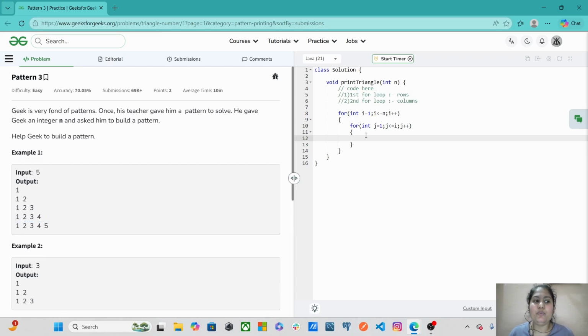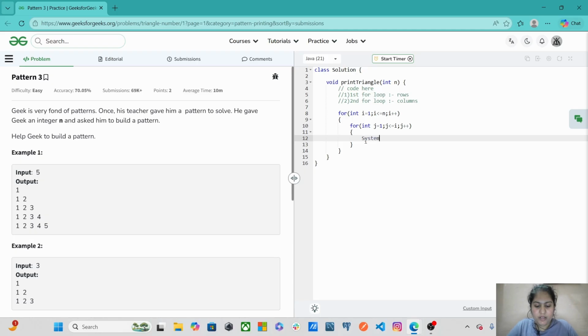Guys, now what do I have to print? If you have seen my past videos of pattern solving problems, for going from 0 till n, I was using 0 till n. But here, I started my row from 1 till n, including n, not excluding n. Why did I do so? I did it because I'm going to print it as well.